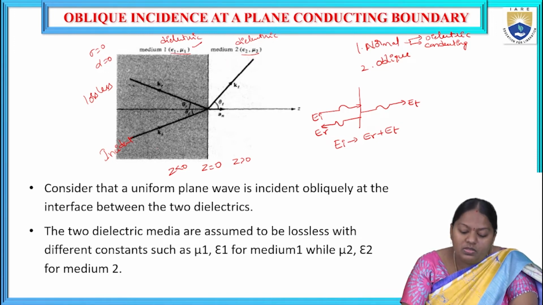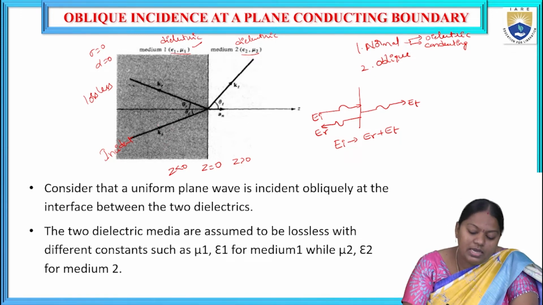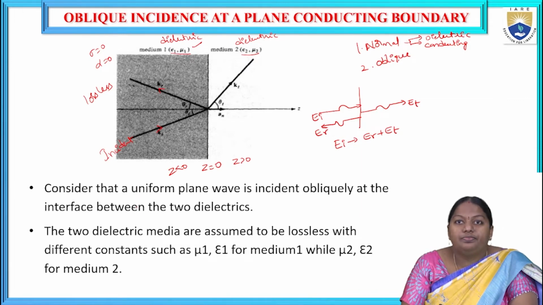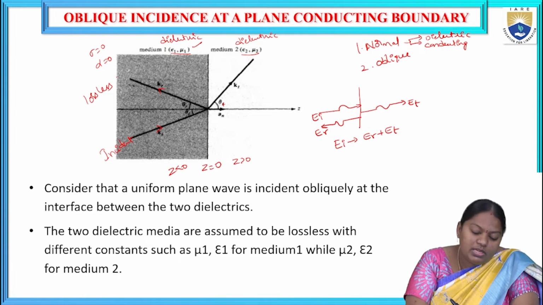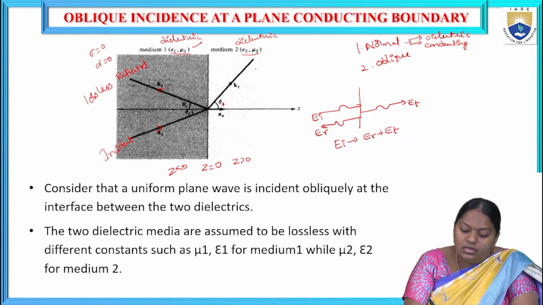So if you observe this figure, in medium 1 we have two traveling waves. One is the incident wave and the other is the reflected wave. And in medium 2 we have only the transmitted wave, right? So this is the incident wave, this is the reflected wave, and let this be the transmitted wave.